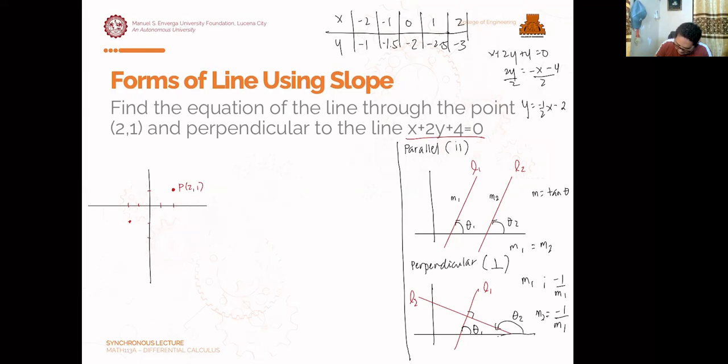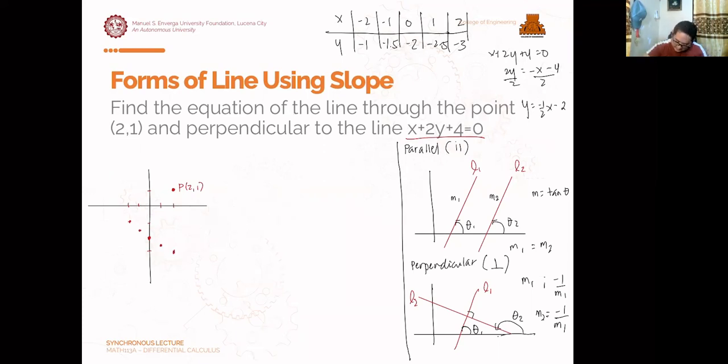Negative 1, negative 1.5. So, ito yon. 0, negative 2. So, ito. Then 1, negative 2.5. So, ito yung 3, kalahati nun. And then 2, negative 3. Okay? So, yan yung sense ng line natin.